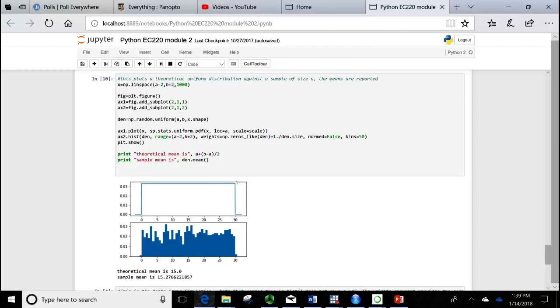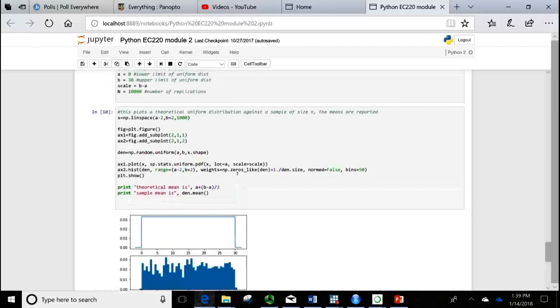Even though I'm pulling the data from a uniform distribution, calculating the mean and doing that over and over again, as long as my sample size is large enough and the central limit theorem kicks in, the distribution of those means looks like it's bell-shaped and normal. That's what I want to show you.